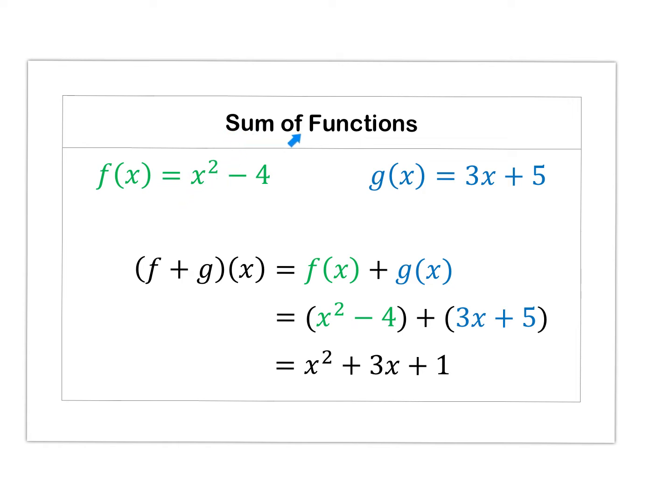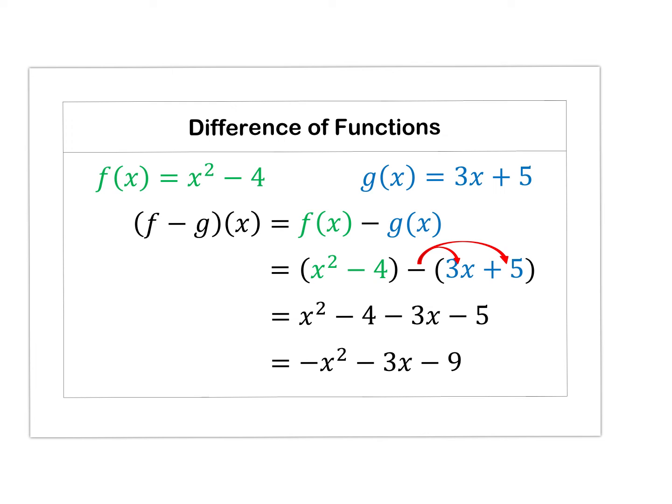So here's an example of adding functions. We have f of x is x squared minus 4, and we have g of x is 3x plus 4. So this function notation here, f plus g of x, is telling you to add f of x and g of x. You can see it worked out here for you. They separate the functions in parentheses and just add the like terms to get x squared plus 3x plus 1. That's the addition or sum of functions.